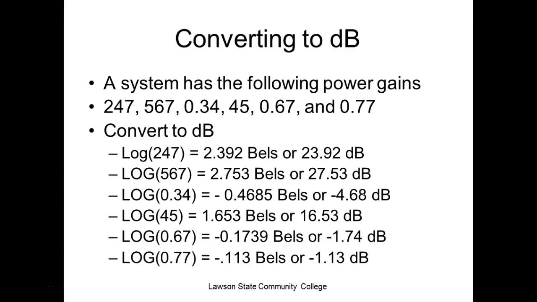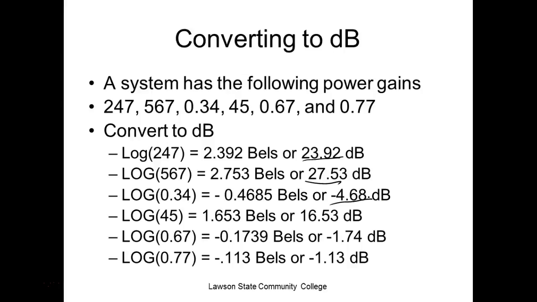A system has the following power gains: 247, 567, 0.34, 45, 0.67, 0.7. What we've done is we took the log of it. So the log of 247 would be 2.39, and then I come over here and I convert that to dB. Right? You understand? The log of 567 would be this. I convert that to dB. Log of 0.34, and now all of a sudden my dB is minus.